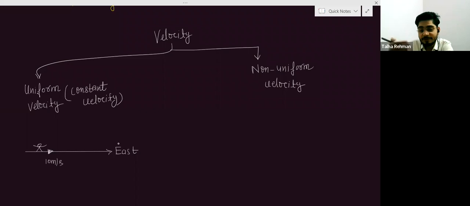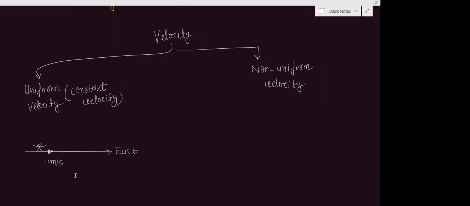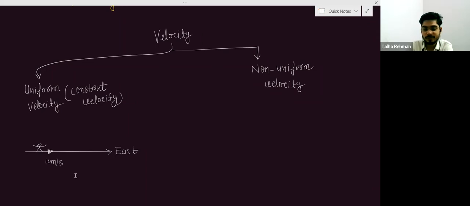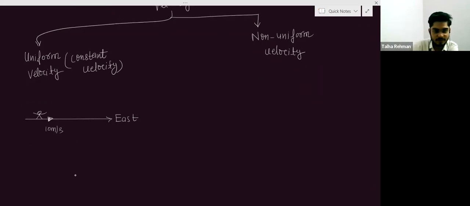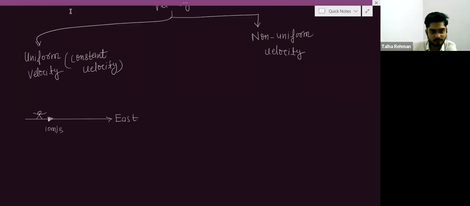Try to feel what I want to say. This person is moving along the east direction with 10 meter per second. So here velocity is changing or not? No, the velocity stays the same, not changing. This answer is correct. Okay, very good. Now I am taking one more example.